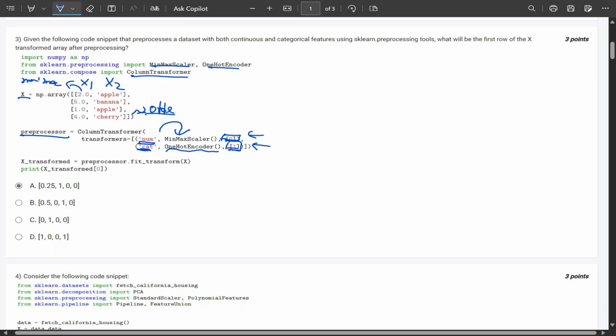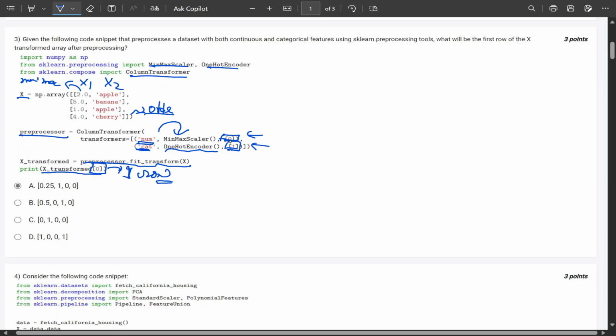Okay, now the main thing that you have to see here is what is the output. They are transforming the data using fit_transform, and then they are printing the data. So here X_transform[0]. 0 means first row. What will be the first row? Based on this, you have to apply min-max scaler on this first value and one hot encoder on this first value. There are many ways to solve this particular thing, but you can go option-wise here.